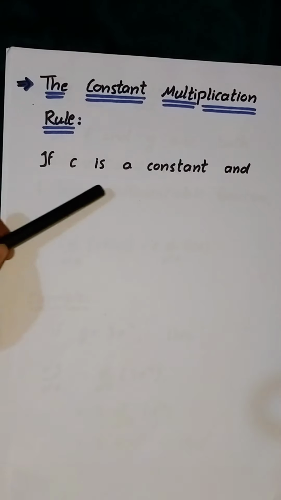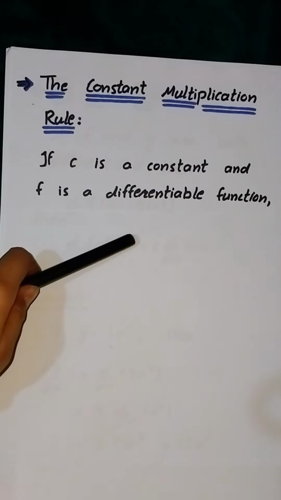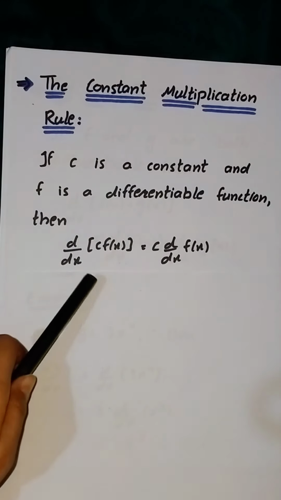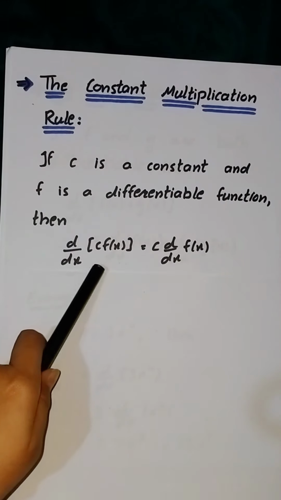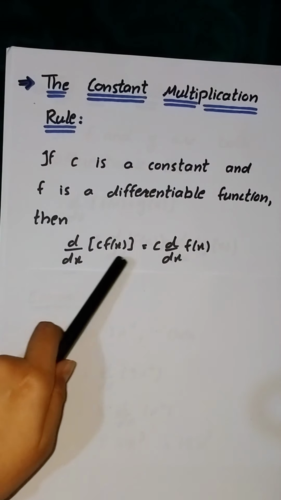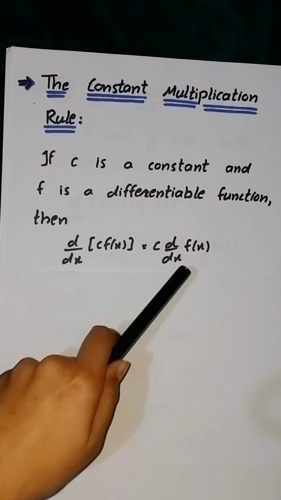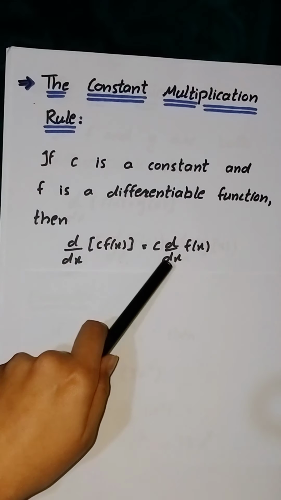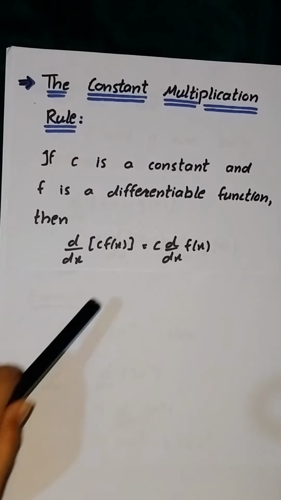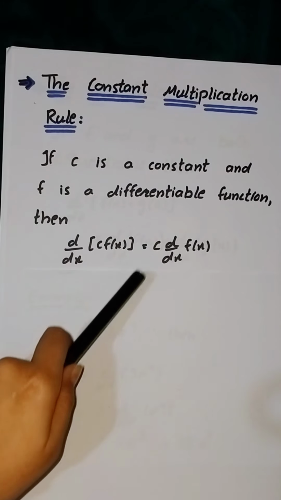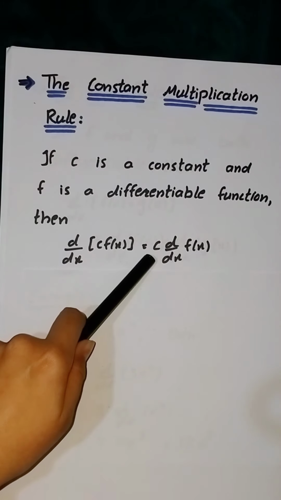The second rule is constant multiplication rule. Here what happens? A constant is multiplied with a function, then how can we find the derivative of that function? So, if c is a constant and f is a differentiable function, then the derivative of constant times function, d by dx of c f of x, is equals to constant times the derivative of f of x. We will put this constant out of the derivative. As we know that the derivative of a constant function is equals to 0, so we will put this constant outside of the derivative.